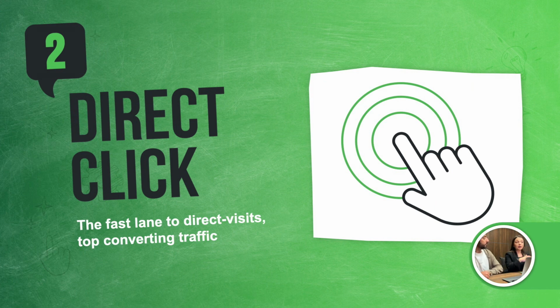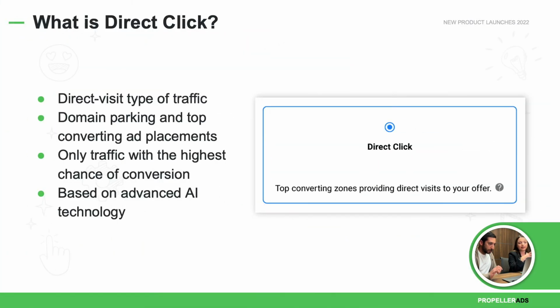Okay, moving on. We can move to our next feature. It's direct clicks, a fast lane to direct visits and top converting traffic. Consta, maybe you can explain it in easier words. What is that? How does this work? That's not easy words, so stay with me, guys.